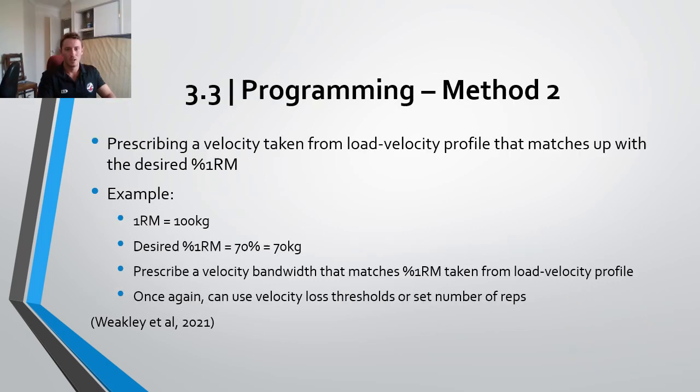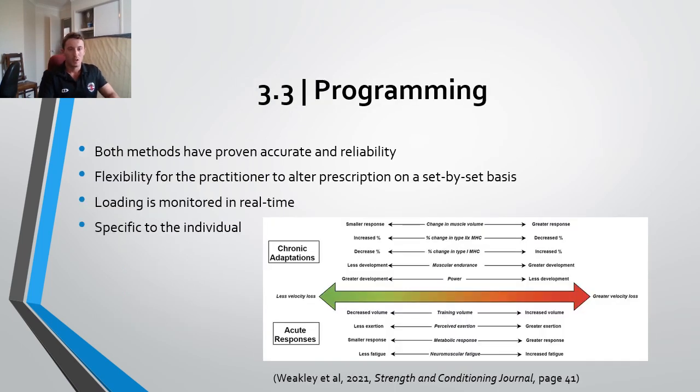The second method is to prescribe a percentage of 1RM that lines up with the desired velocity taken from the load velocity profile that we created above. So if an athlete has a 1 rep max of 100 kilos and the desired percentage of 1 rep max is 70%, the practitioner would then prescribe the correct velocity bandwidth that lines up with the velocity measured at 70 kilos during testing. Once again, velocity thresholds or a set number of repetitions can be used. Both these methods are accurate and reliable for long-term programming and can be altered on a step-by-step basis by referring to the mean velocity of the previous set.